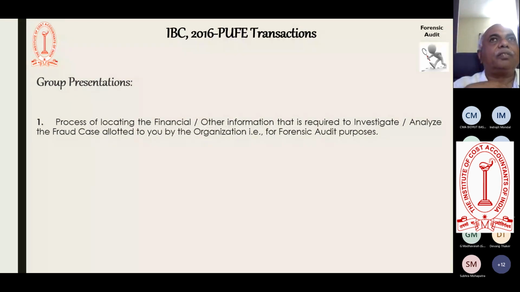Suppose I have been given one task, inventory fraud. Inventory fraud means, in inventory management, particularly what are the various pricing systems, that is LIFO or FIFO or weighted average, and what are the various registers, the stores ledger or bin card, and in the bin card also minimum, maximum, reorder level, and what is meant by ABC analysis, or what is meant by VED analysis, and what is the economic order quantity.